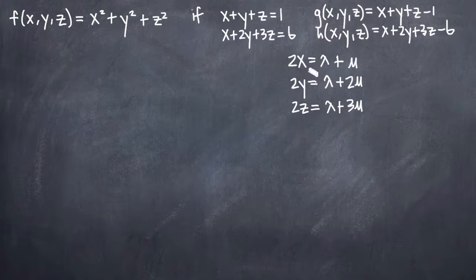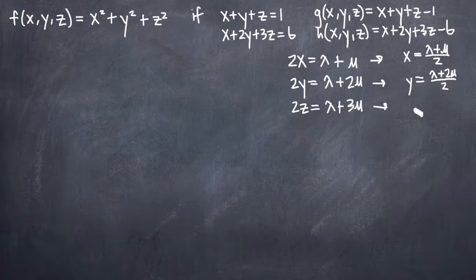After you get these equations set up, your next goal is going to be to solve each one for x, y, and z, our 3 variables. As you can see, for the first equation, we'll just divide both sides by 2, and we'll see that x is equal to lambda plus mu, all divided by 2. We'll do the same thing for y and z. We'll divide both sides by 2 because we're trying to solve for the variable, and we'll get y equals lambda plus 2 mu over 2, and then z equals lambda plus 3 mu over 2.